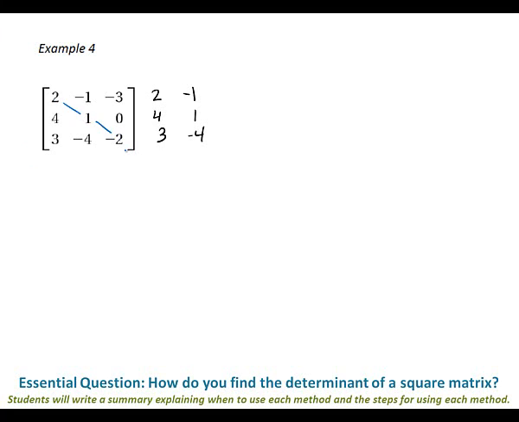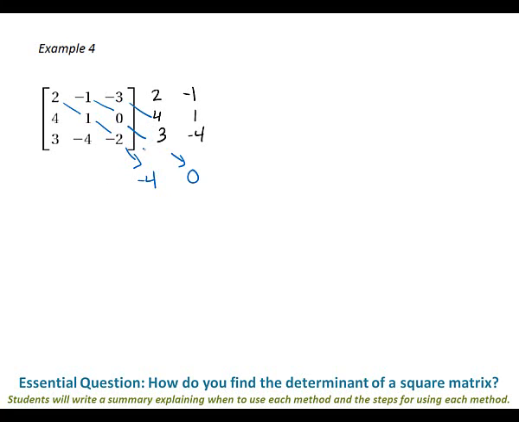2 times negative 2, negative 4. Notice I'm just going to write the answer right there at the bottom. Okay? All right. Now I'm going to multiply the second diagonal. So we've got negative 1 times 0, 0 times 3, 0.